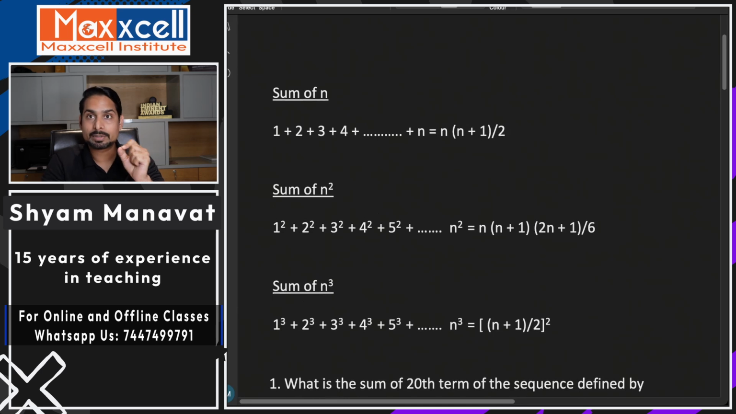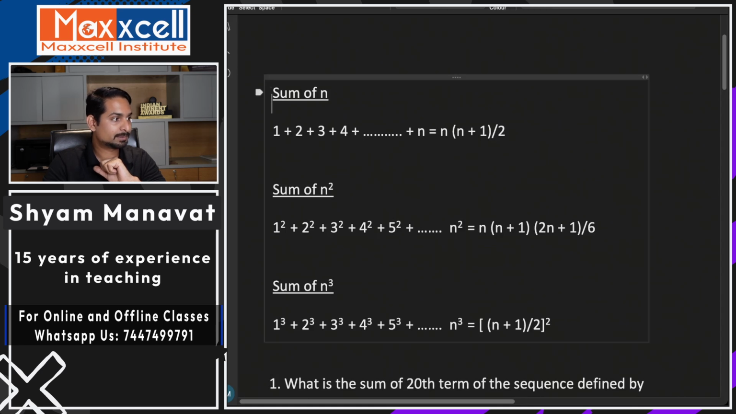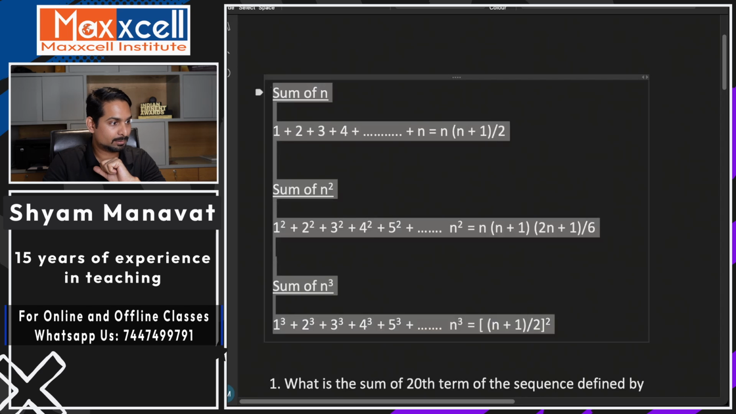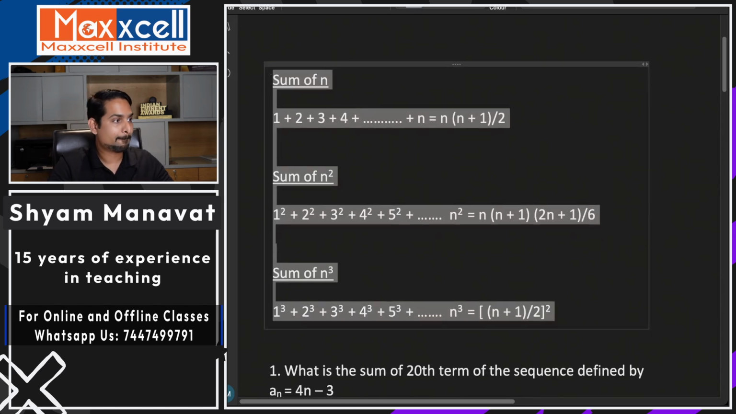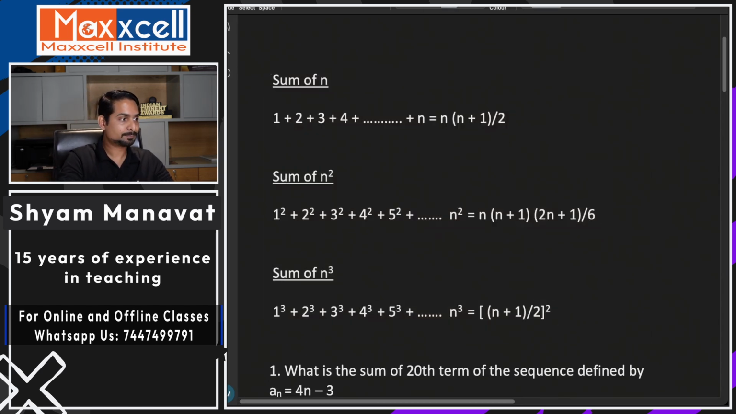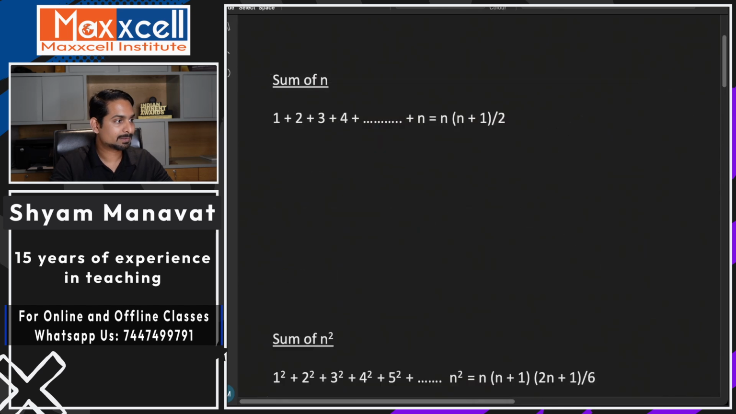Before looking at the question, this is a recommendation for all of you. You need to learn all these formulas. Let me explain these formulas to you. First one is the sum of the first n natural numbers. Natural numbers means numbers start from 1 and end with n, like 1, 2, 3, 4 up to n.